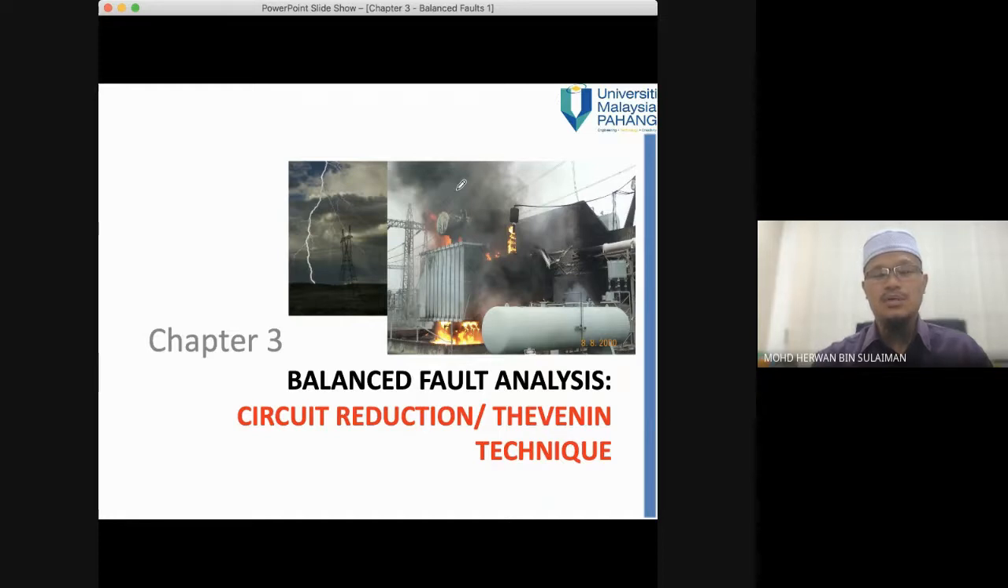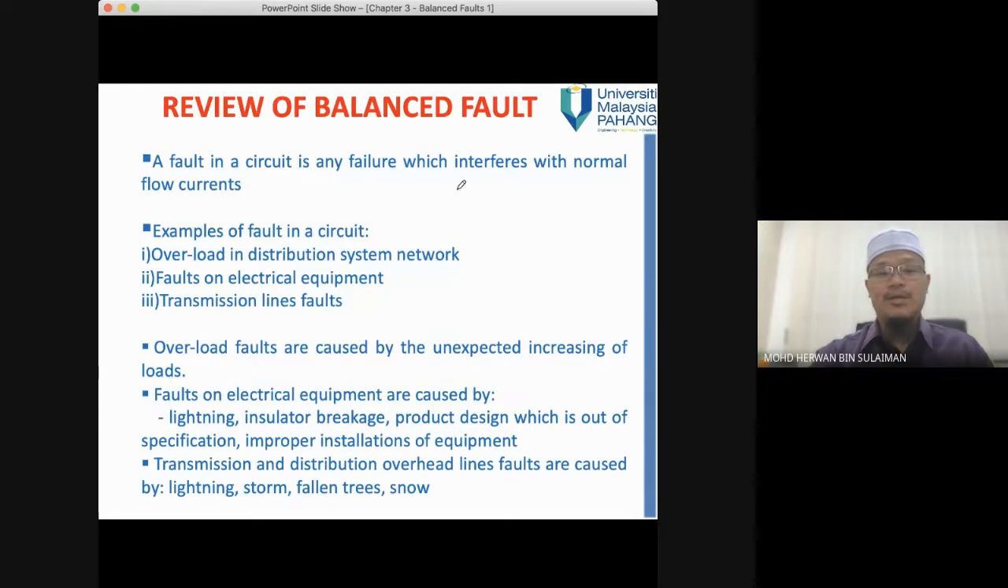We use circuit reduction technique. Okay, this is just a review of what you have learned previously.